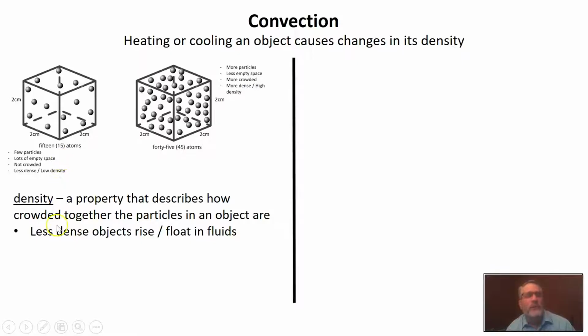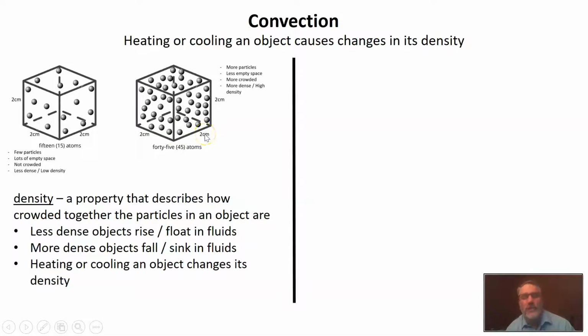So in general, less dense objects tend to rise or float in fluids. So if we were to put this cube in water and it was less dense than the water, it's going to tend to float. Whereas if we were to drop this cube in the water, and it's more dense than the water, it's going to tend to fall or sink.